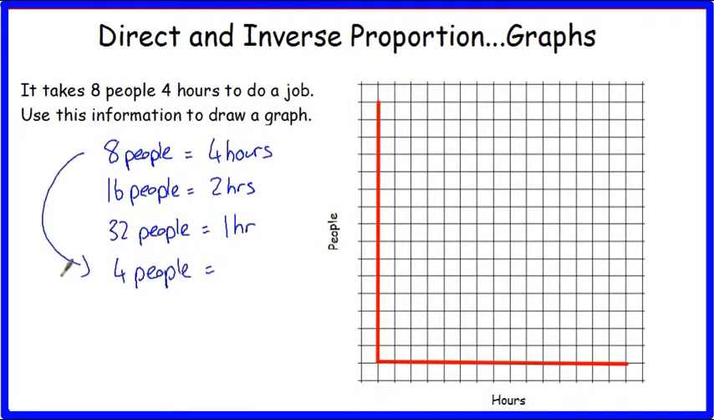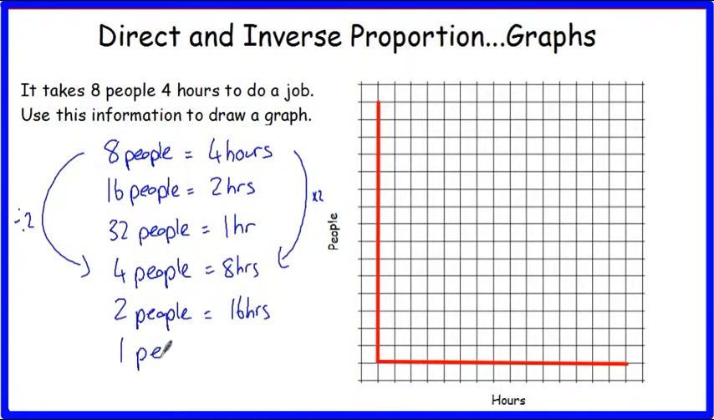that would be divided by 2, but here I would multiply it by 2. I would take 8 hours. 2 people would take 16 hours. And 1 person would take 32 hours, assuming they all work at the same rate.